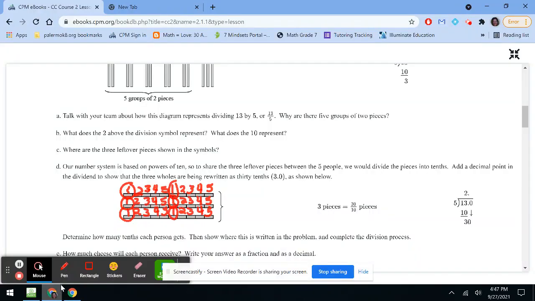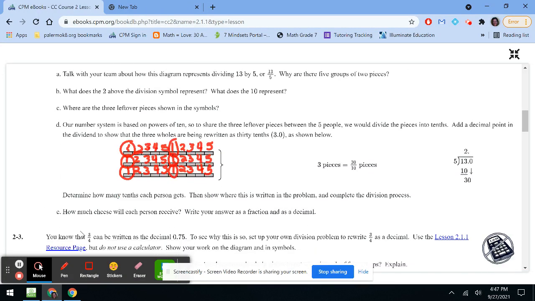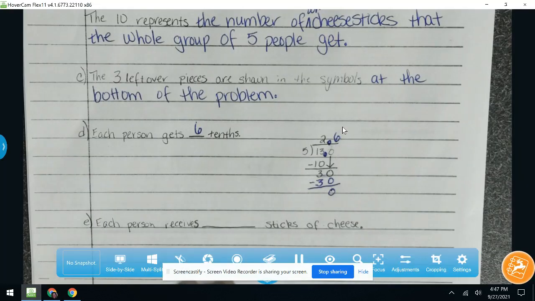Okay. So let me make sure I'm good on my problem. Show how it's written in the problem and complete the division process. We did that already. So it's asking us now, how much cheese will each person receive? We need to write our answer both as a fraction and as a decimal. Good news is that we actually have it in a couple of different spots, but we actually have it as a decimal right there.